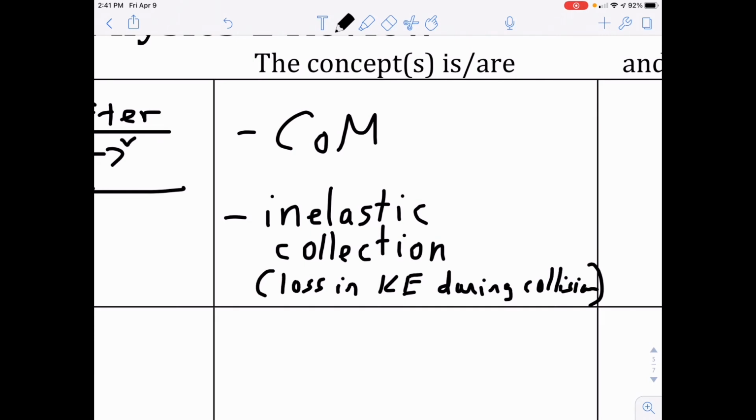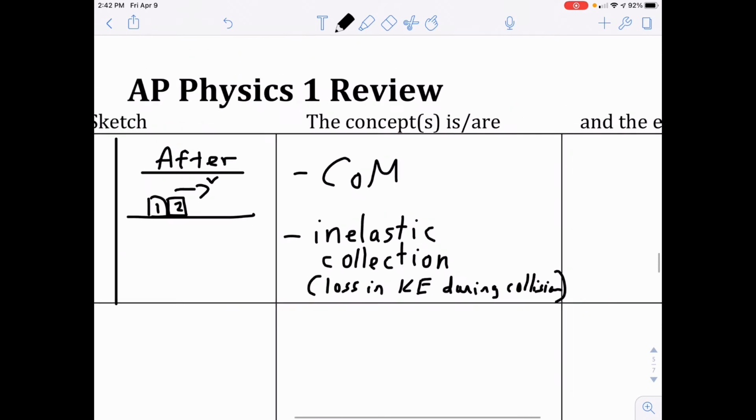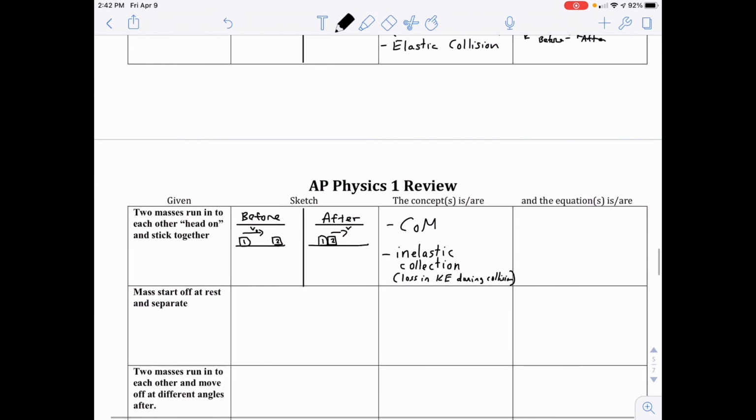Internal energy of the molecules that make up the object, the surrounding air molecules, some heat is transferred to the surrounding air molecules, sound energy. That energy basically becomes something else. So there's a loss in mechanical energy associated with this.